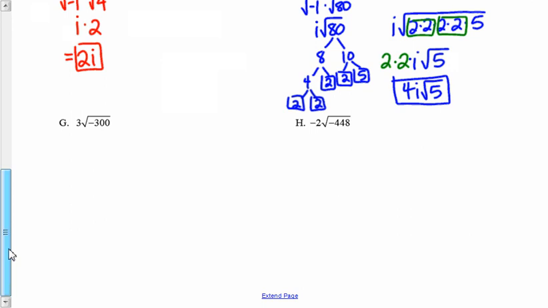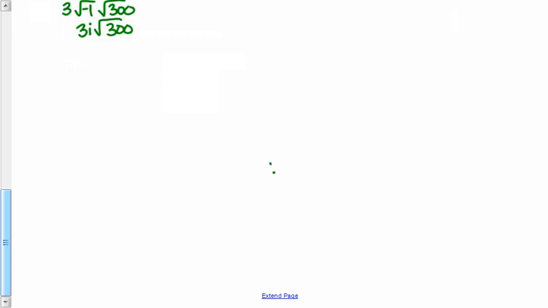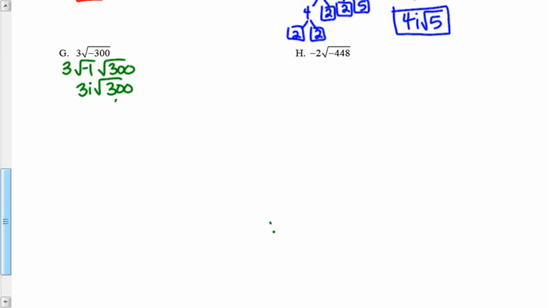So on G, we're first going to have that 3 out in front. Then I'm going to break up the negative 300 into negative 1 and positive 300. So this is really 3i square root 300. And then we're going to try to simplify 300. So I'm going to choose 3 and 100. 3 is prime. Let's do 50 and 2, 25 and 2, and 5 and 5.